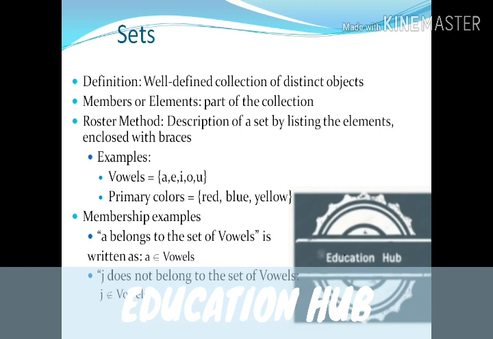For membership examples: A belongs to the set of vowels. Similarly, A is a subset of vowels. How it is written, you can follow from the screen. J does not belong to the set. Here also you can follow, but our channel's description is not able to show it properly. From the next lesson, you will not face this type of problem.